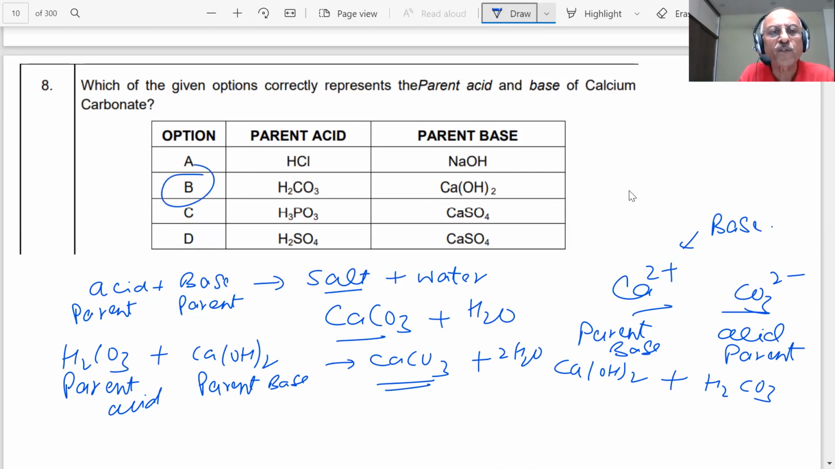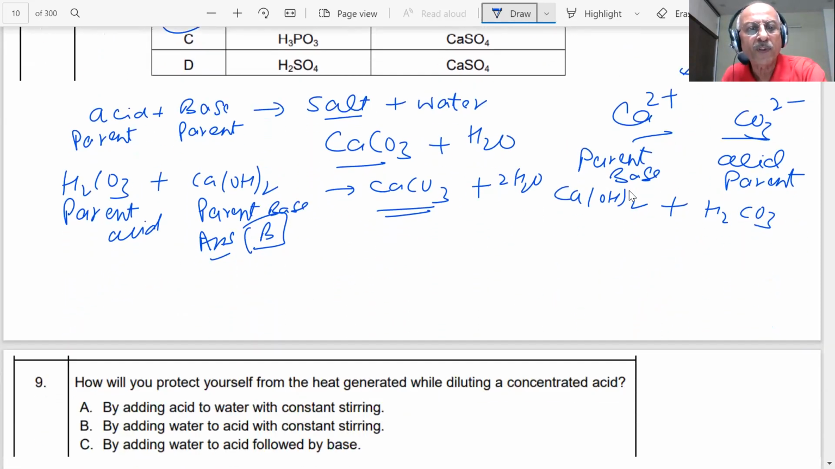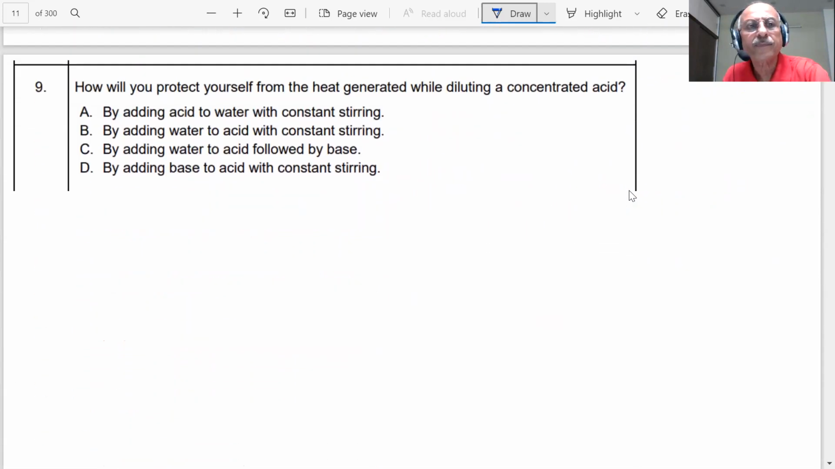Therefore the choice which is correct is B. This is the correct answer. So our answer is B, H2CO3 and Ca(OH)2. In the other options there is no carbonate, so how can it be formed? No carbonate, it cannot be. Therefore, B is the correct answer.